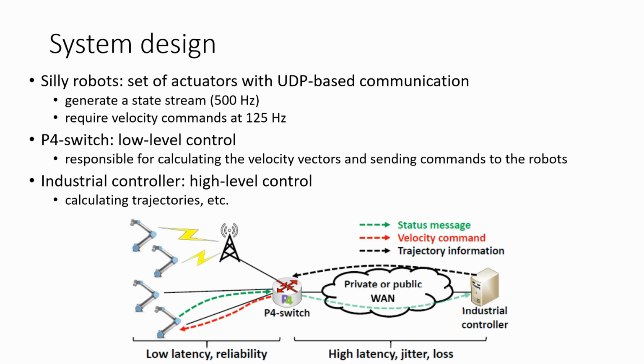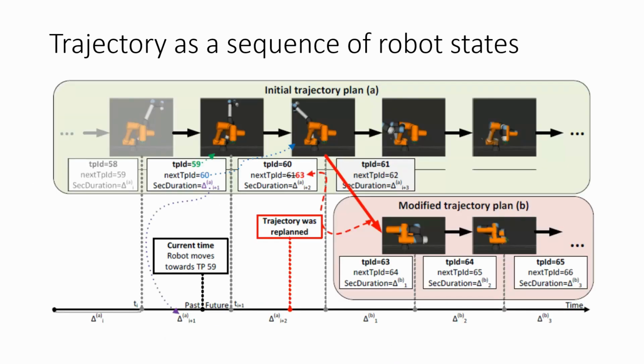And we also have an industrial controller, which calculates the trajectories and loads the trajectories to the P4 switch. Trajectory in the P4 switch is represented by a sequence of robot states, where a robot state can be imagined as a snapshot taken at a given point of time. The transition between two robot states are calculated and performed by the P4 switch.